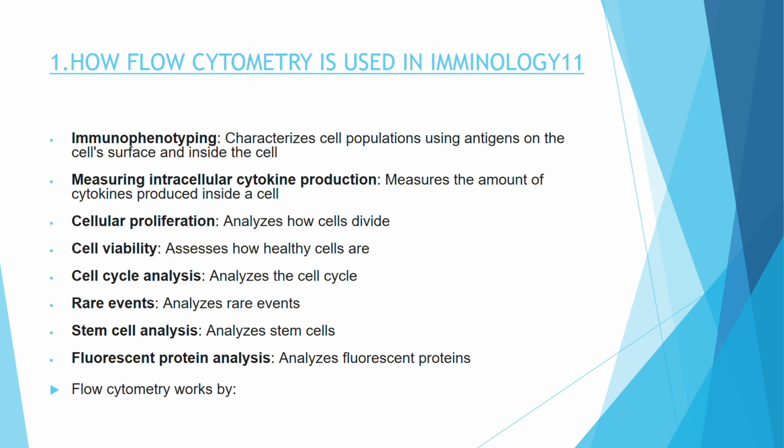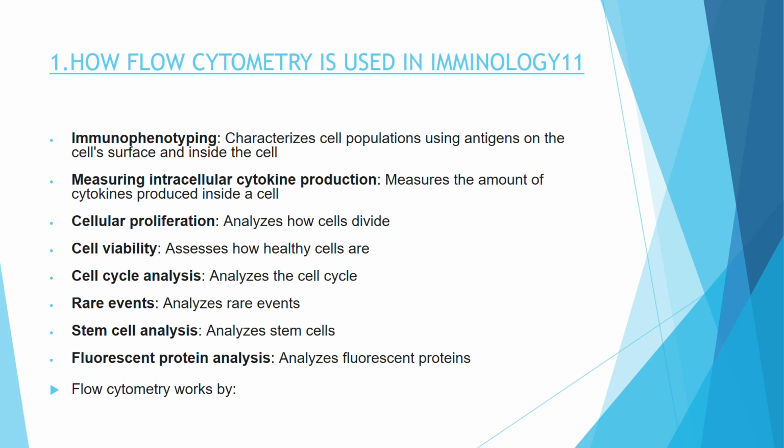Here is how it's used in immunology, or where it's applied. Firstly, it's applied in immunophenotyping, where they characterize cell populations using antigens on the cell surface and inside the cell. Measuring intracellular cytokine production, where they measure the amount of cytokine produced inside the cell. As you know, cytokine is a protein in the immune system. So here they measure the amount of cytokines produced inside the cell, as well as in white blood cells, which are lymphocytes, T lymphocytes.